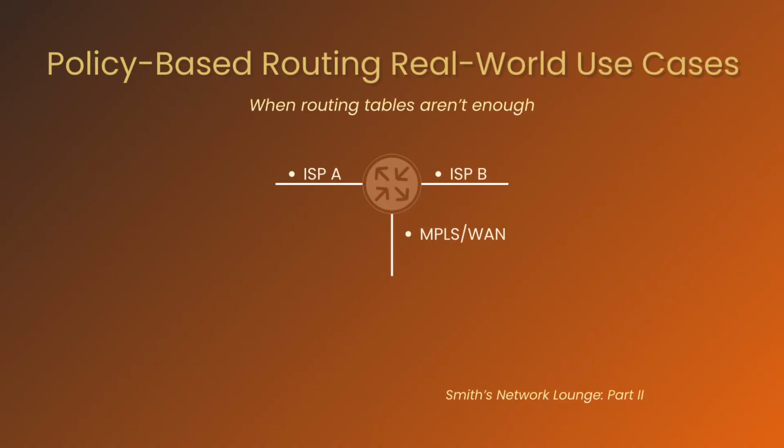In the last video, we introduced policy-based routing and how it allows us to influence routing decisions using policies instead of relying solely on the routing table. In this video, we're going to focus on real-world use cases when PBR is actually used in production networks and why traditional routing alone isn't always enough.